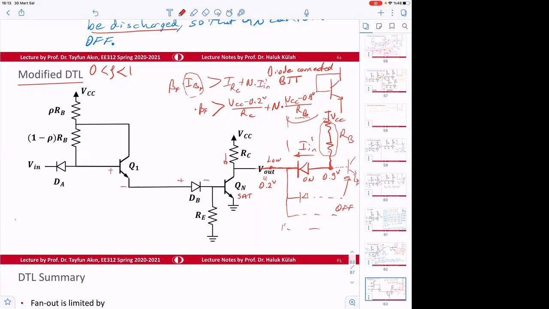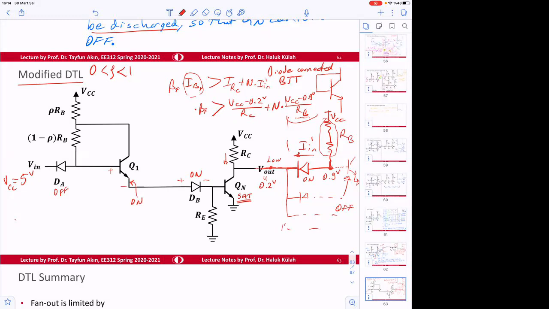That means when the input is 5 volt. So if we apply 5 volt here, which is VCC, this one is going to be off, and then the diode is going to be on. This is SAT because we select the resistance values properly so that it's going to be SAT. So what about Q1? We know that this junction is on.